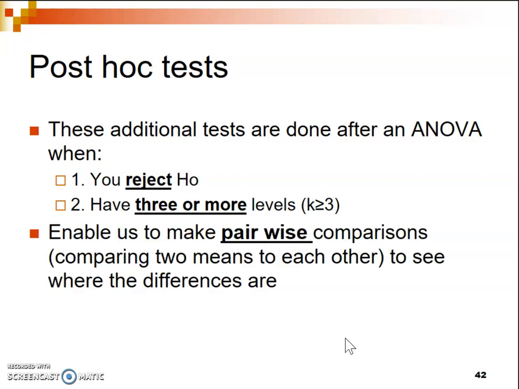And that additional test, the post-hoc test, will allow you to make pairwise comparisons, which means you're comparing 2 means to each other at a time. So we're going to do pairwise comparisons that will compare 2 groups at a time to see where exactly the differences are. So again, we have 3 groups here. So we have pizza, beer, and control. So we'll compare pairs of means at a time to see which ones are different.